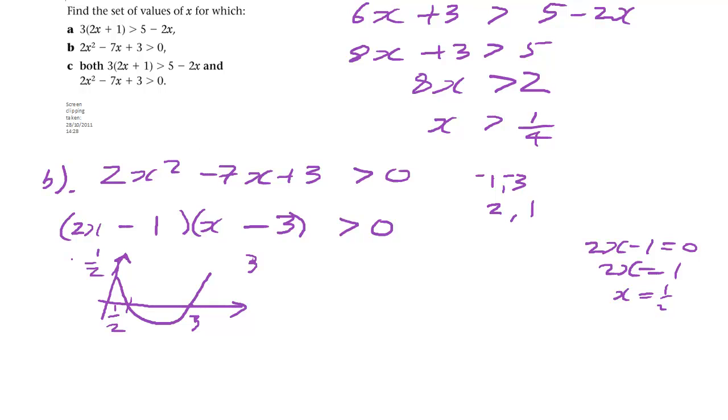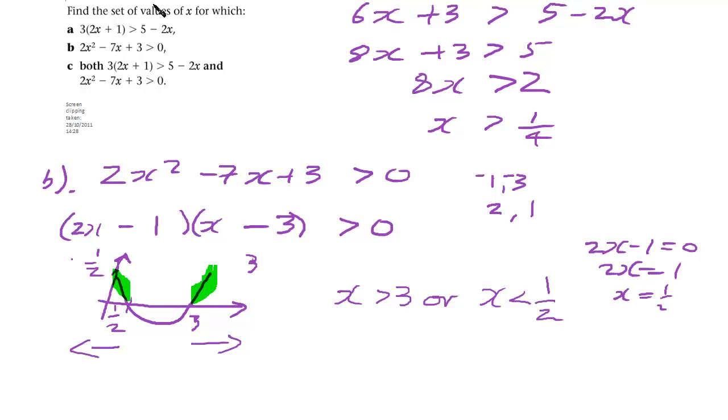Now, where are we going to have it greater than 0? Well, this whole expression will equal greater than 0. I've effectively drawn y equals this. This is where y is greater than 0, so above here. So this bit here and this bit here will be where it's greater than 0. So therefore I want to be that side of 3 and that side of a half. So I want x to be greater than 3, or I want x to be less than a half.